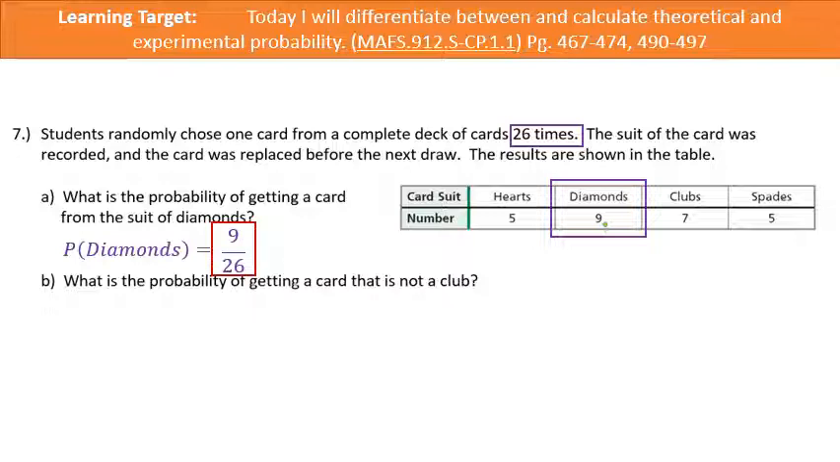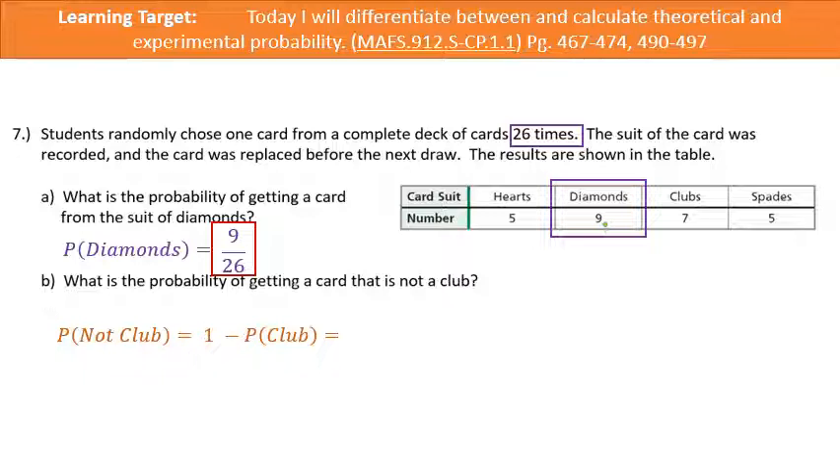Lastly, B, what's the probability of getting a card that is not a club? So how do we do a not? The probability of not a club is the same thing as 1 minus the probability that it is a club. Here you can really see how the complement works and how it can be helpful. I could add hearts and diamonds and spades, that's fine, but it's a lot easier to look at the clubs and then just subtract from 1.